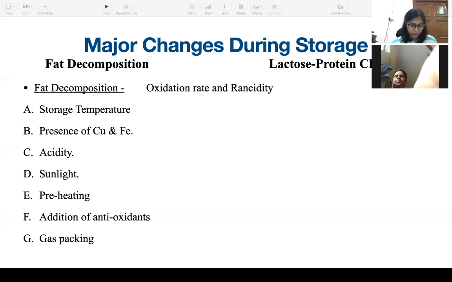Clear? Why does this happen? Why does preheating slow down the oxidation process? Tell me. Ma'am, preheating just melts the fat particles. No. What happens is that lipase enzyme is present in milk. So when we preheat the milk, the enzyme stops acting. It denatures. As a result, the rate of oxidation of fat reduces.